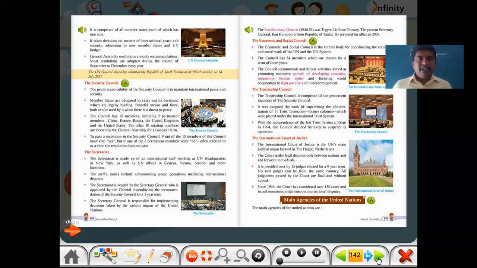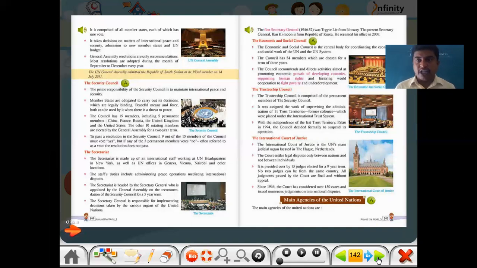Why? Here we go. Dear students, the prime responsibility of the Security Council is to maintain international peace and security. To assure security to all the member countries is the prime duty of the Security Council. This is the first function. The member states are obliged to carry out its decisions. All the members of the UNO must carry out the decisions of this Security Council, which are legally binding. Peaceful means and force both can be used by it. For example, if the UNO wants to establish peace among the countries of the world, the Security Council will go forward. The United Nations Organization interferes in the disputes of both countries by using force, that is, through the Security Council.